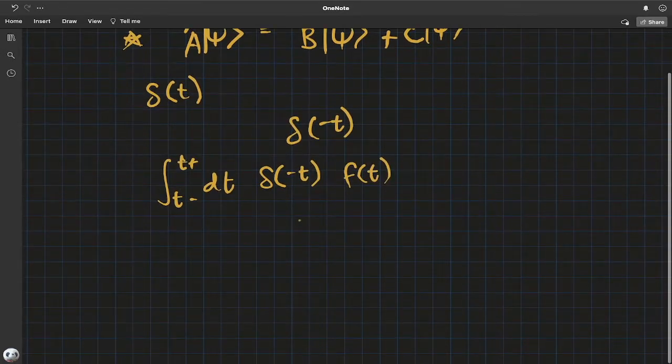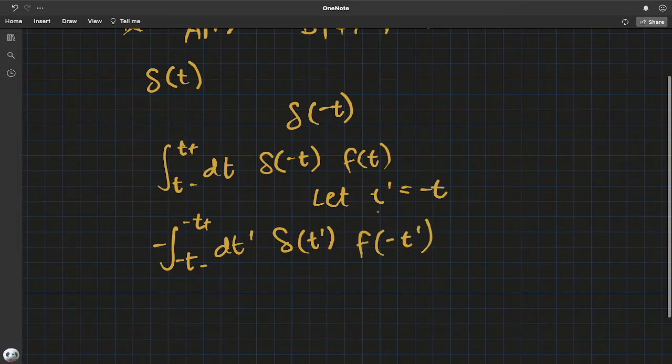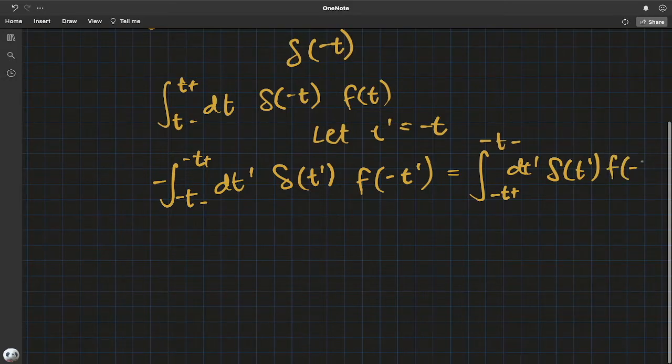So what I can do is the natural thing to do. Let t prime equal negative t. So a change of variable by classic integration, negative t minus to negative t plus, dt prime delta t prime f of negative t prime, which we can shift the upper and lower bound by sucking in the negative. It just becomes dt prime delta t prime f of negative t prime.